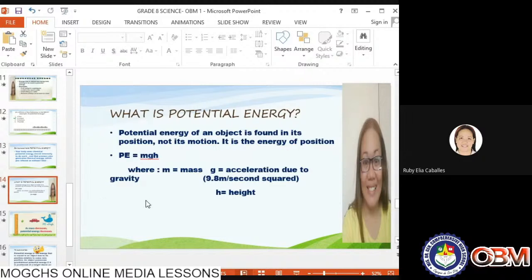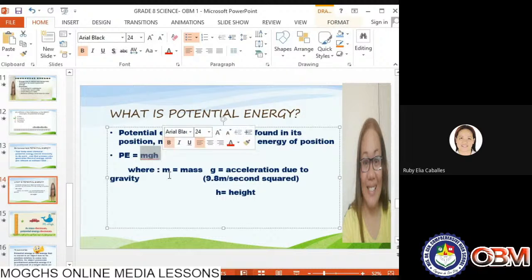What is potential energy? Potential energy of an object is found in its position, not its motion, and it is the energy of position. From this illustration, you have the formula PE, known as potential energy, equals mass times acceleration due to gravity times height. And all you have to do there is just multiply mgh. So when you look at it like this, you just simply multiply the numbers substituted in that particular variable.